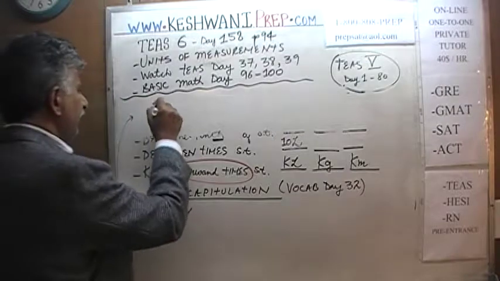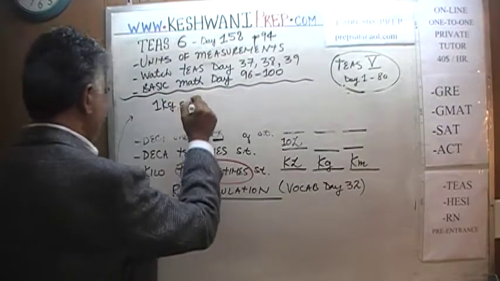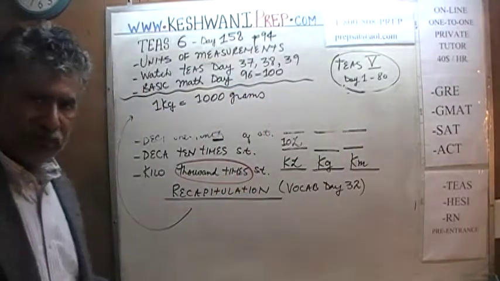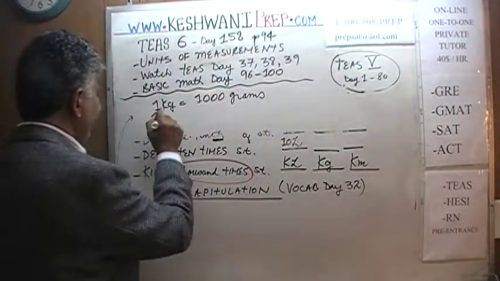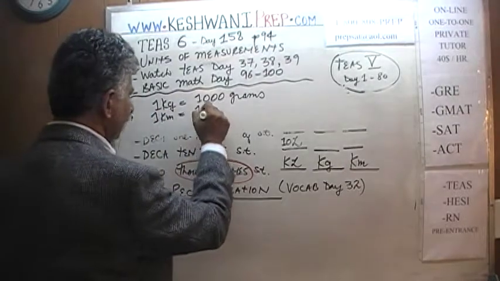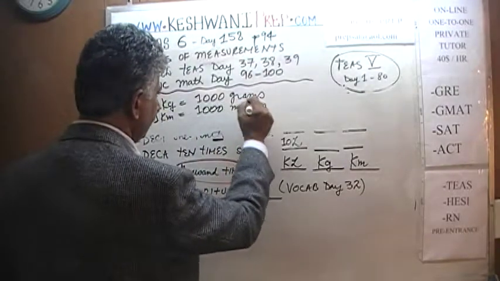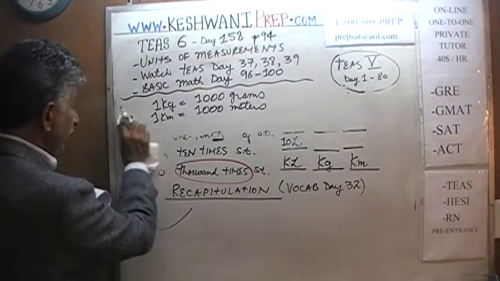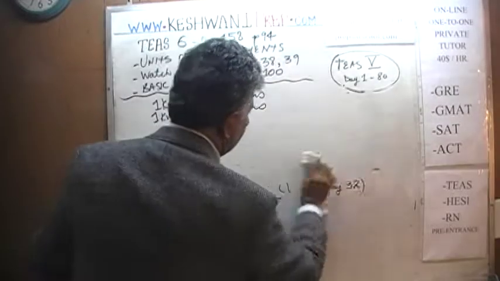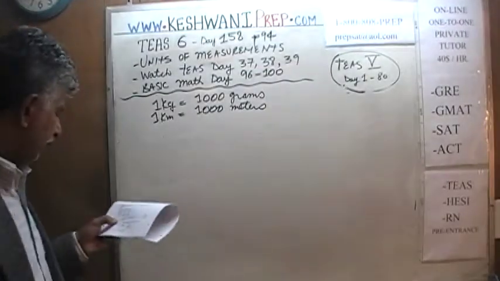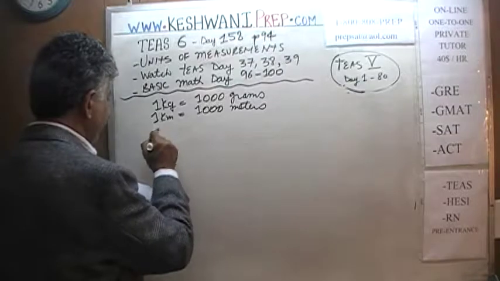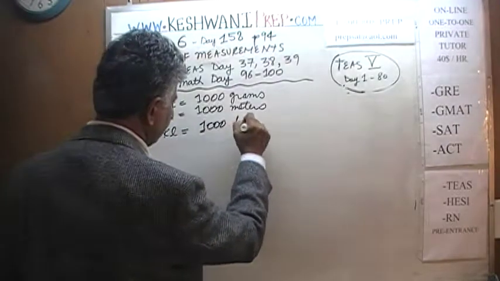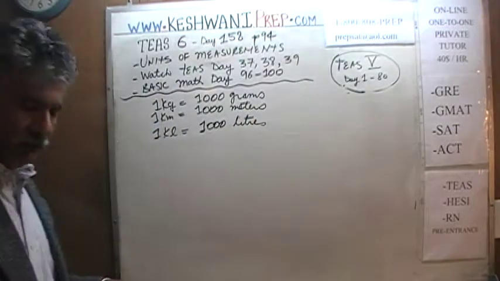So what did we learn? We learned that 1 kilogram is simply 1,000 grams, because kilo means 1,000 of something. 1 kilometer is simply 1,000 meters, because kilo means 1,000, so kilometer would be 1,000 meters. For another example, 1 kiloliter simply means 1,000 liters.